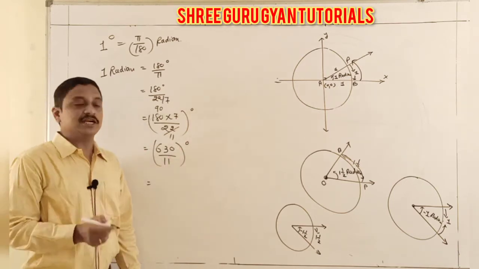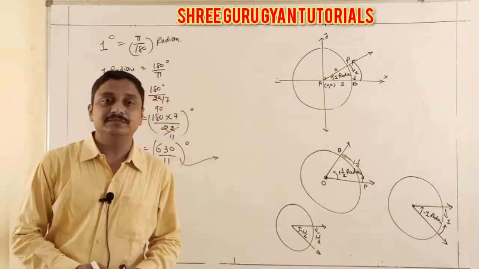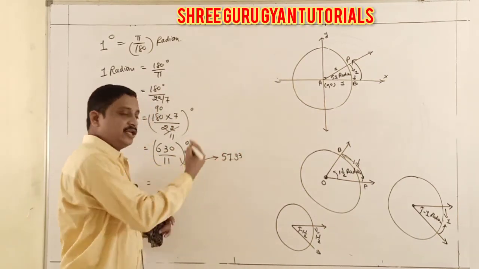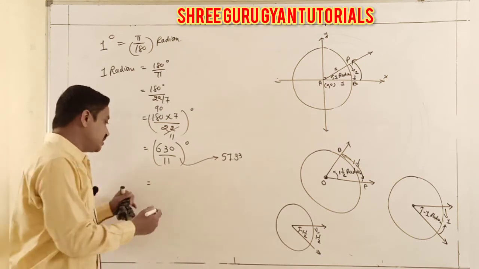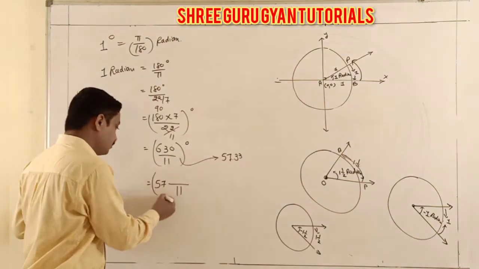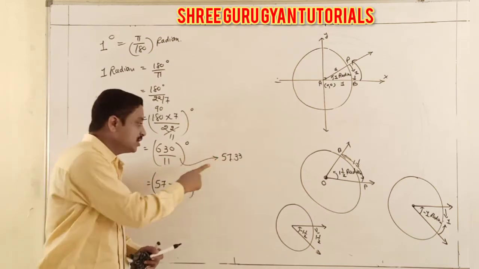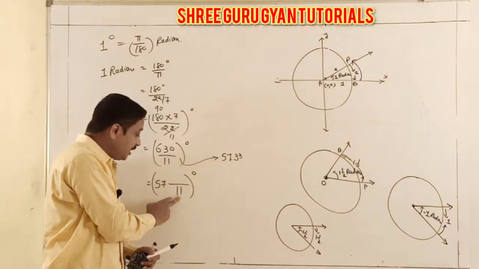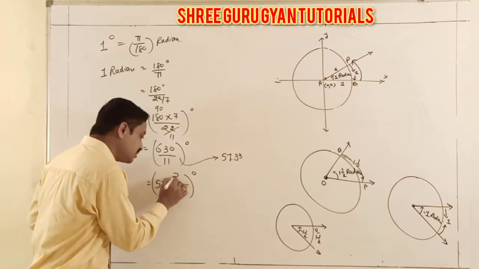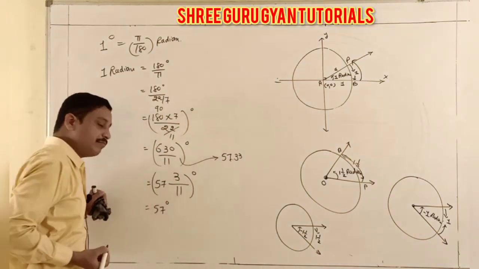Now students, 630 by 11, utilize your calculator and easily find its value. Its value is near about 57.33. So I am taking 57 here. Properly see, dividing by 11, 11 times 57 is 627, and 3 is remaining. So the degree is 57 separately.